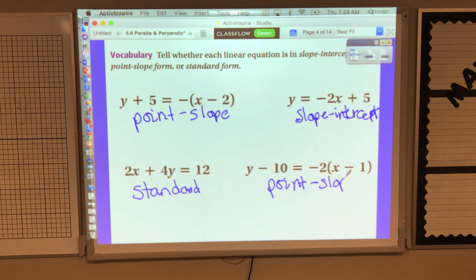The only one I don't have on this page is y equals mx, which we call direct variation. The reason I didn't put it on here is because as long as you know y equals mx plus b, the slope intercept form, you'll be good to go. But this right here is direct variation.